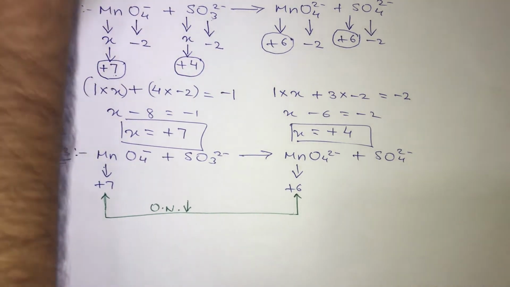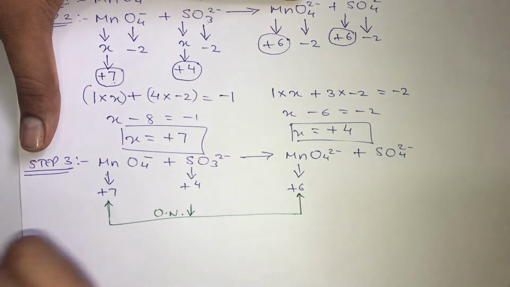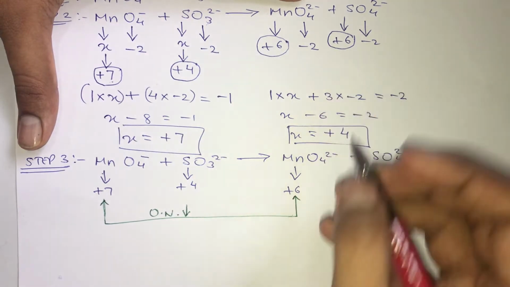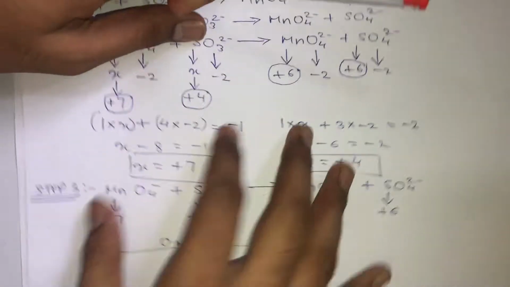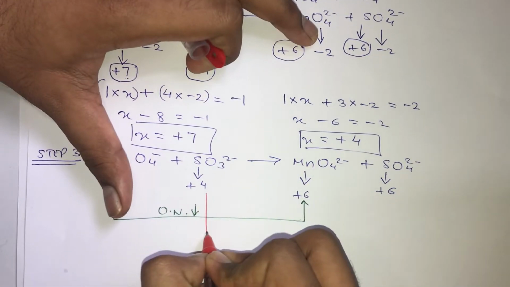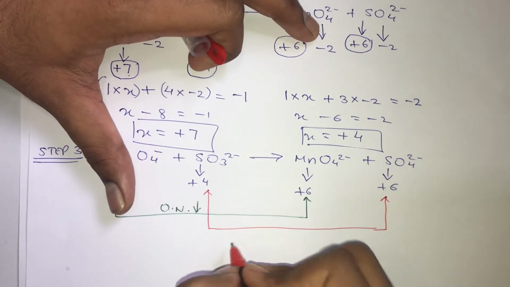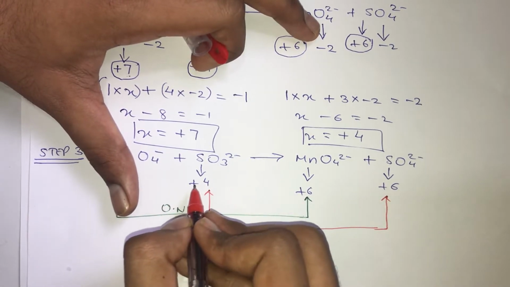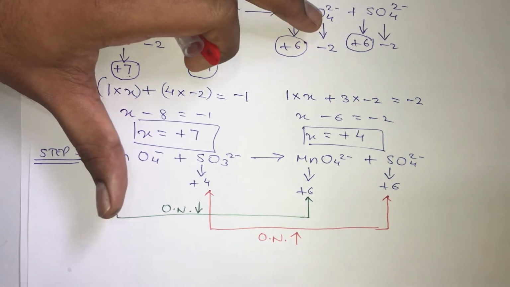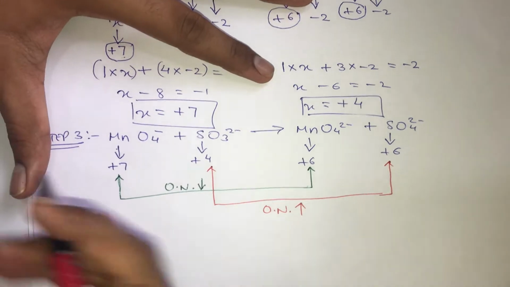Now the sulfur's oxidation number has changed from +4 to +6. So, guys, can I say over here that the oxidation number has increased for sulfur from +4 to +6. Okay, so here we complete our step 3 as well. Now moving on to step 4.